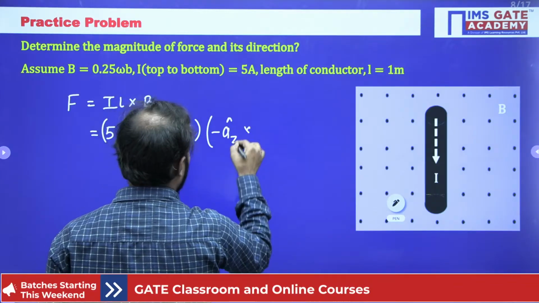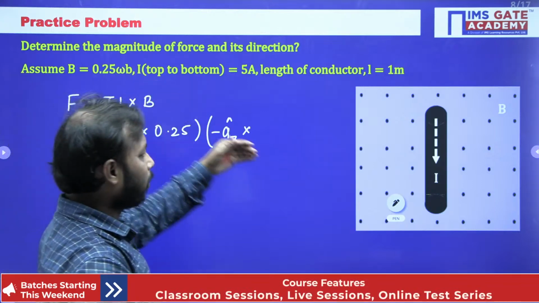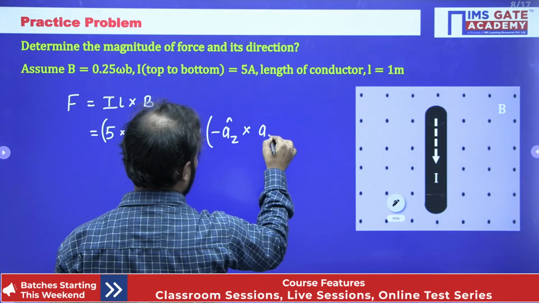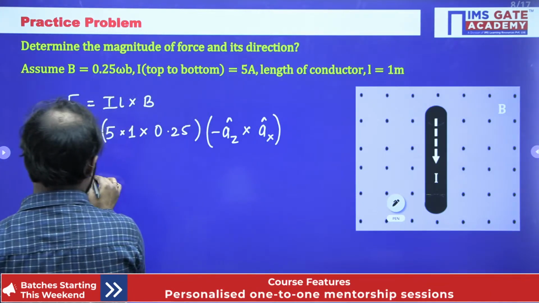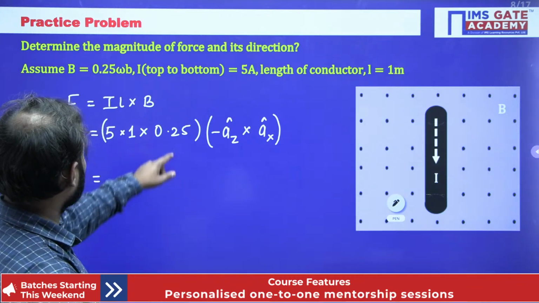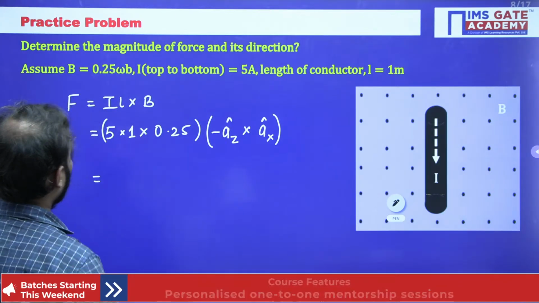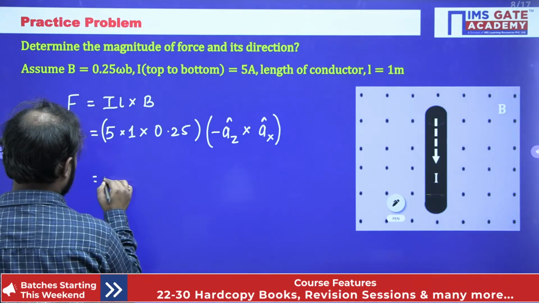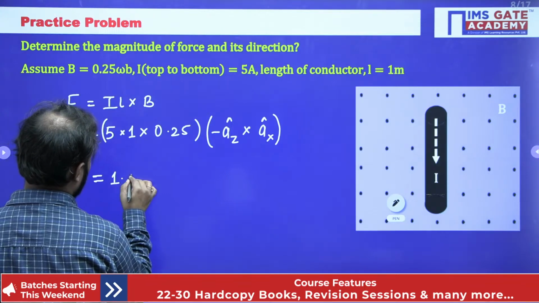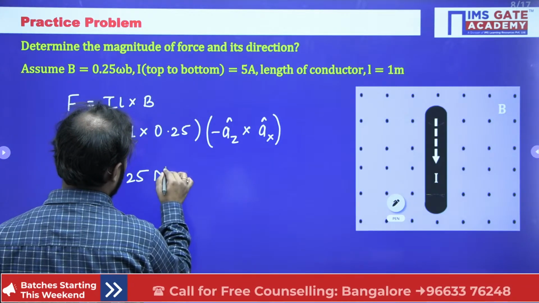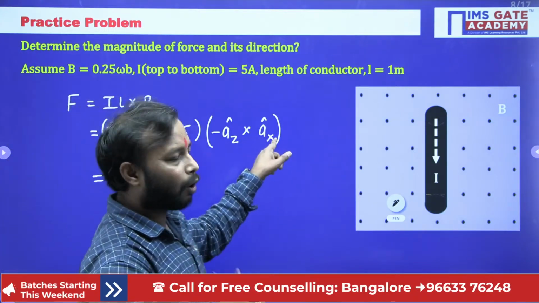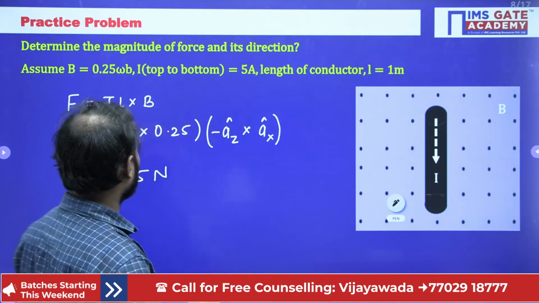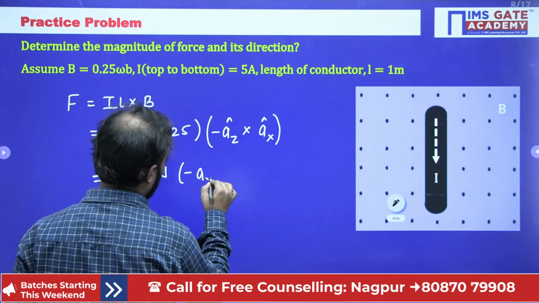Cap into what is magnetic field direction? Magnetic field is coming outward, so it is in plus AX direction. So this is equal to 1 by 4, 5, 1.25, please check, this is 1.25 Newton. And AZ cross AX will be what? AZ cross X is AY, and due to this negative sign, it becomes minus AY cap.